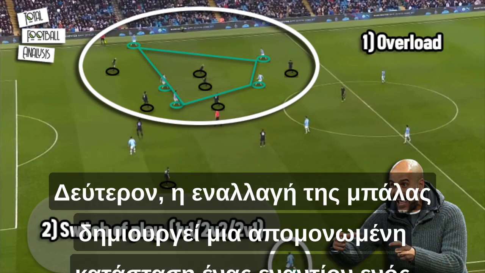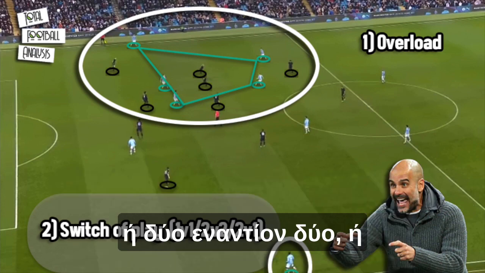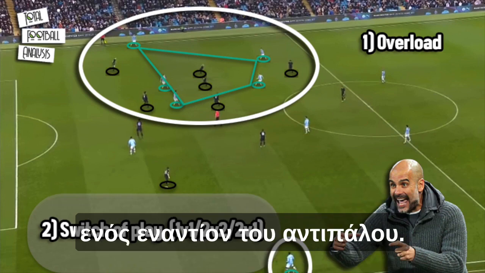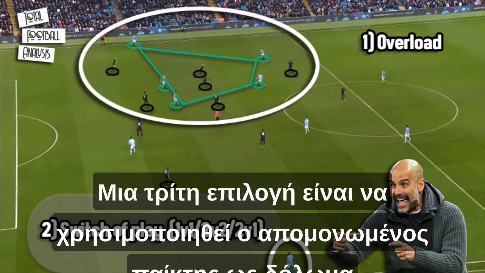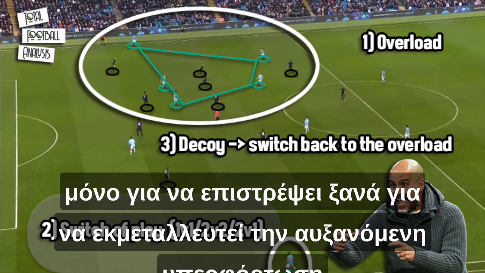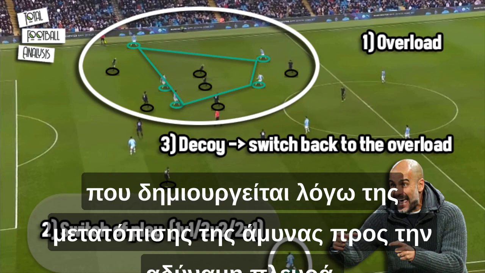Secondly, switching the ball creates an isolated 1 vs 1 or 2 vs 2 situation, or even a numerical advantage in a 2 vs 1 against the opposition fullback. A third option is to use the isolated player as a decoy, start switching the ball to the weak side, only to go back again to exploit the increasing overload generated because of the shifting defense to the weak side.